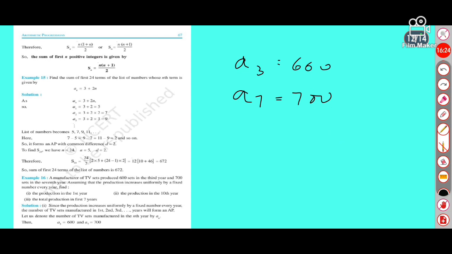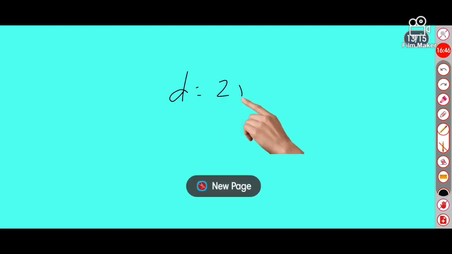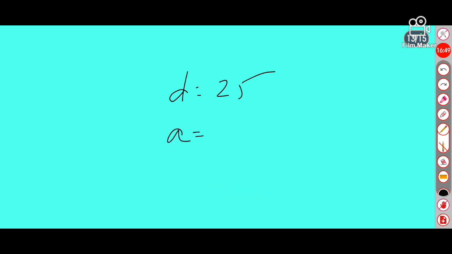So with this we need to first find the a value and d value. So a plus 2d is equal to 600, a plus 6d is equal to 700, subtracting gives 4d equals 100. So the common difference d is 25. So substituting d, a plus 2d is equal to 600, where d is equal to 25. So a plus 50 equals 600, right? 25 times 2 is 50. It's 50, not 100.